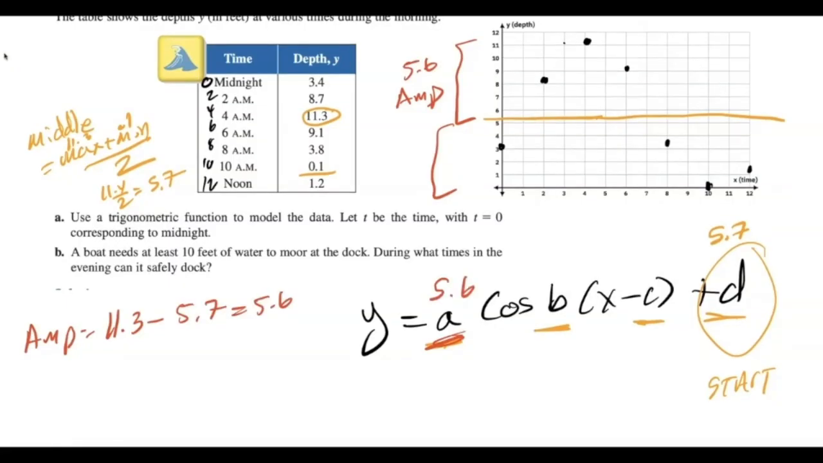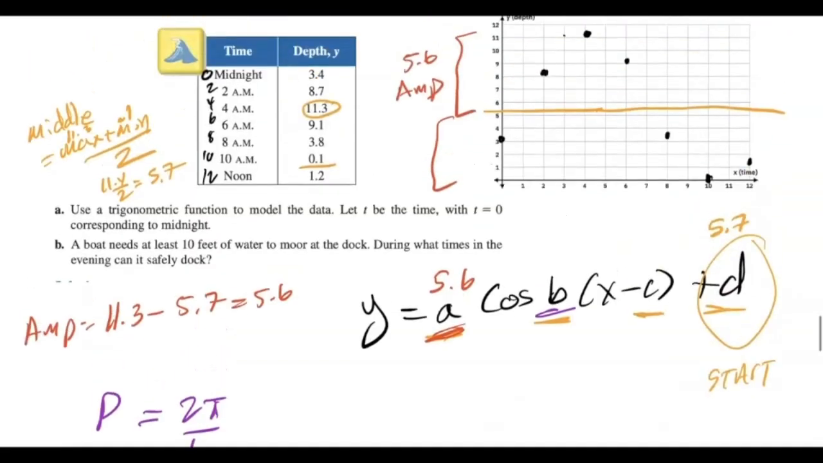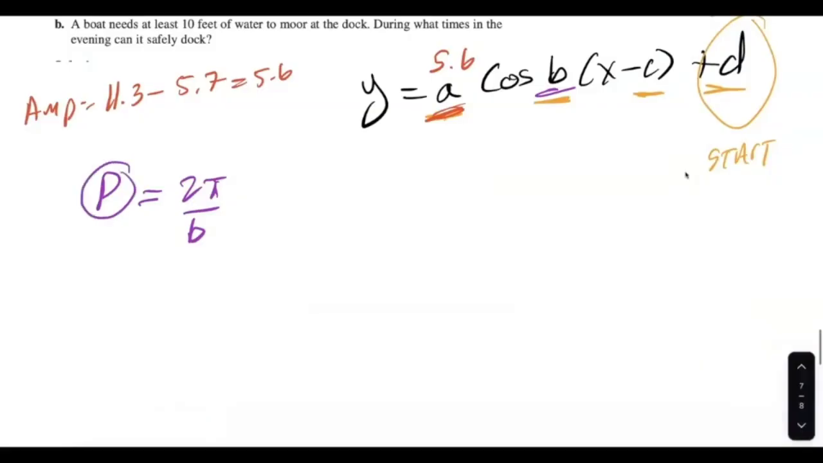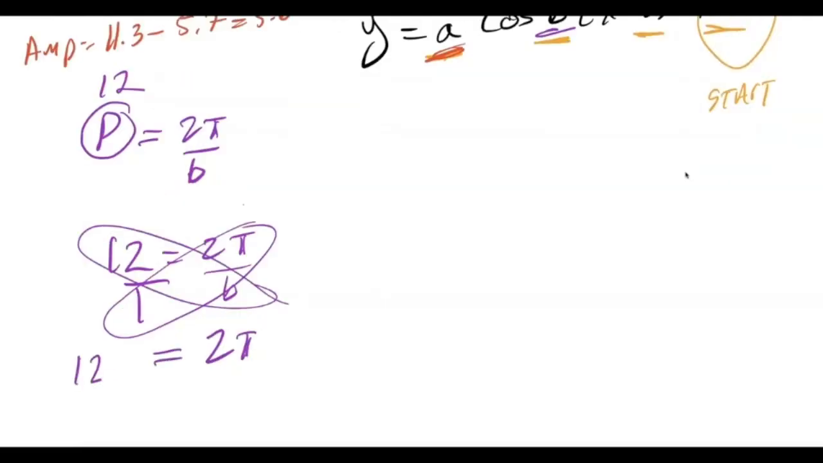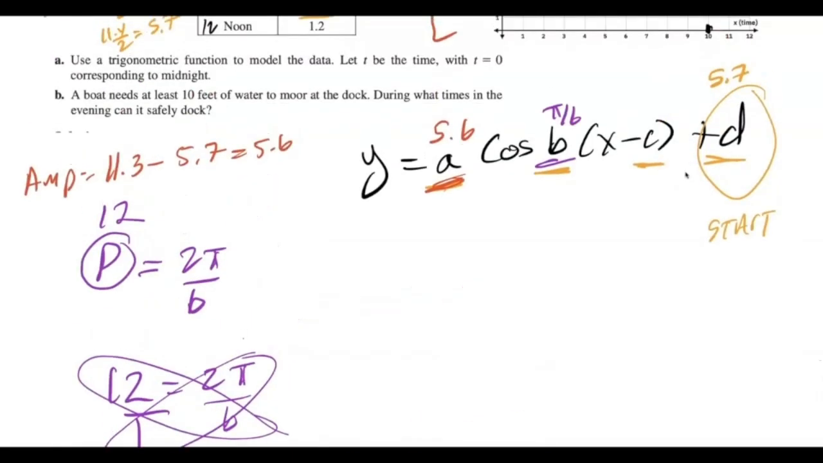B, that's the period. Remember, the way we find b is always the same. The period equals 2 pi over b. And what's the period in this case? Well, it goes from midnight to noon, so that's a 12-hour period. So 12 equals 2 pi over b. Cross multiply. That is going to be 2 pi equals 12b. Trying to solve for b, divide by 12, and you get b equals pi over 6. That's our b. Last one.